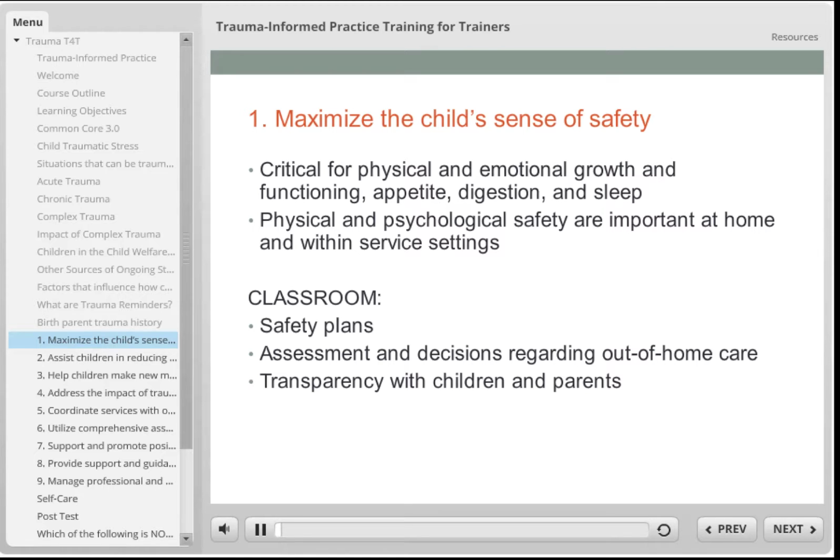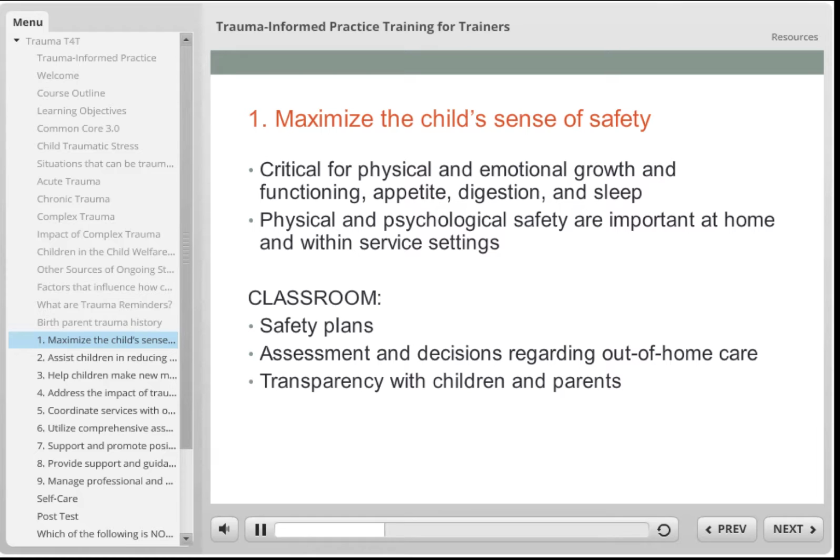Now that you have a better understanding of the concepts you may come across in the Common Core 3.0 curriculum, we will review the essential elements of trauma-informed child welfare practice. As a trainer, our hope is that you will emphasize and highlight these practices as often as possible. By helping to make trauma-informed practice more visible, we are reinforcing the need for social workers to identify and respond to trauma in a caring and empathetic manner.